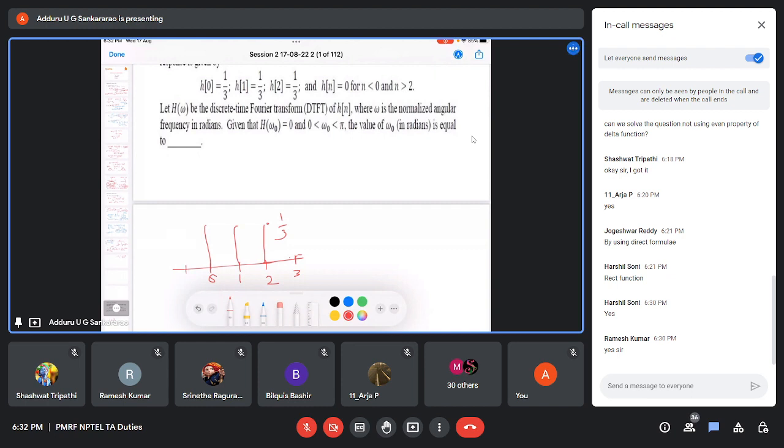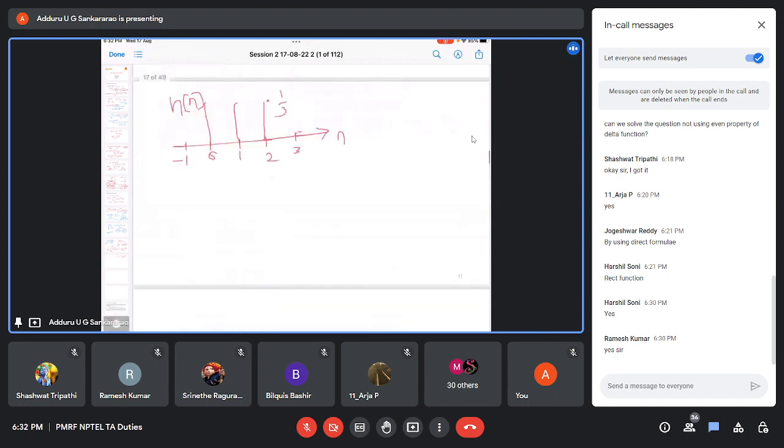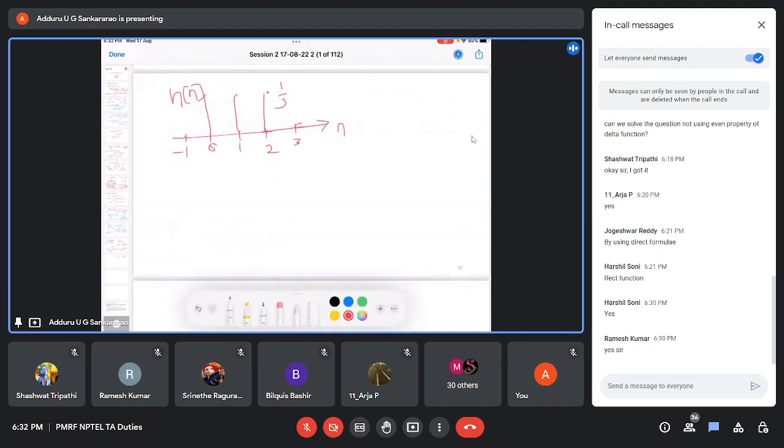Its value is 0. Okay, this is h of n given. Fine. Now since it is a discrete one, if x of n is a discrete signal, then the discrete time Fourier transform of that, DTFT of x of n, we will represent like this, X of e power j omega.